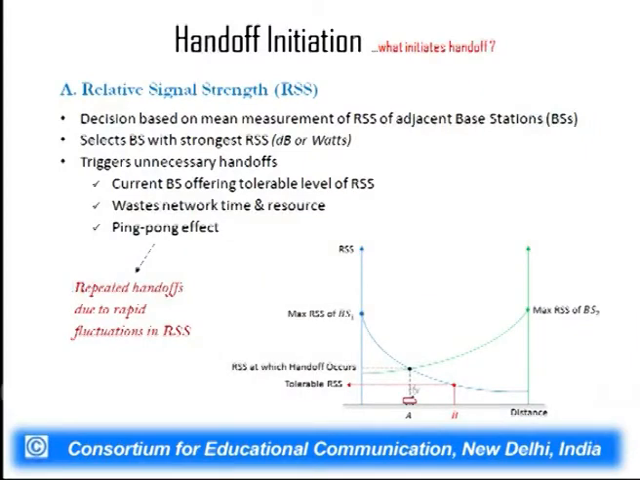So during this time, along this area, what happens? The device remains in a very ambiguous situation as to whose base station services should be taken, and this creates a type of effect known as the ping pong effect, okay? So the ping pong effect is a repeated handoff. It results as a repeated handoff due to rapid fluctuations in RSS, more importantly at the junction of the relative strengths of the respective base stations, okay?